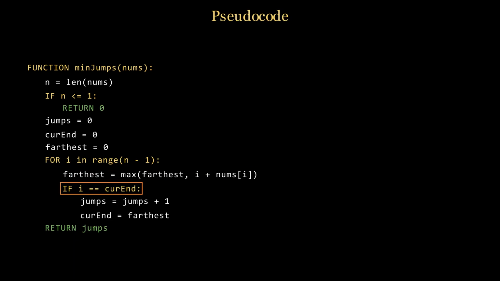When the scan reaches the end of the current wave, increment jumps because you must open a new wave. Stretch the wave boundary to farthest. Return the total number of jumps.